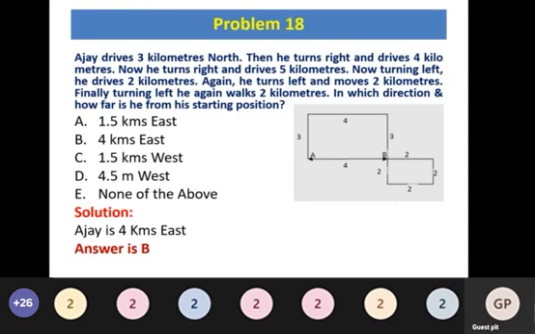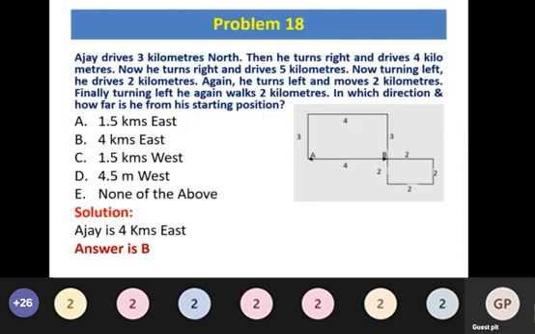Again, he turns left and moves 2 kilometers. Finally, turning left, he again walks 2 kilometers. In which direction and how far is he from the starting point? The options are A 1.5 kilometers east, B 4 kilometers east, C 1.5 kilometers west, D 4.5 kilometers west, and E none of the above.